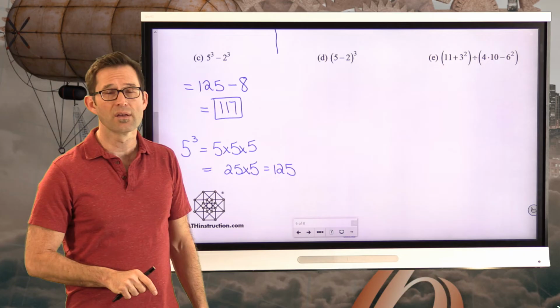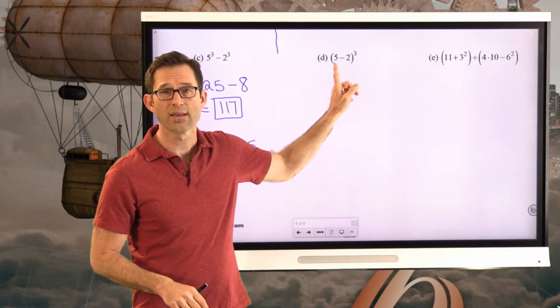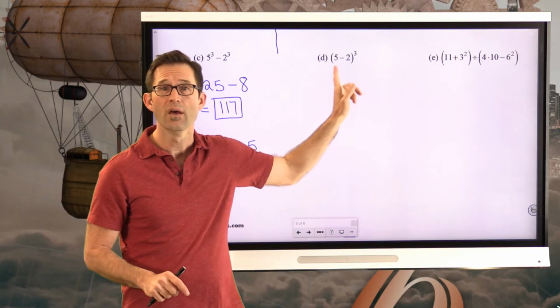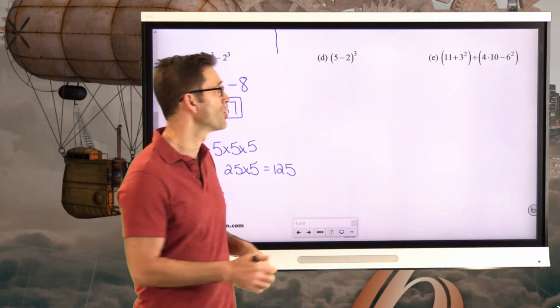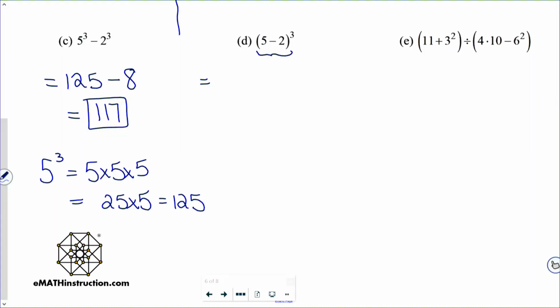Now it's interesting because later on in algebra, you might think that if you had something like this, you could just attach the 3 to the 5 and attach the 3 to the 2, but you certainly can't. 5 minus 2 we have to do first because order of operations says we should do what's in parentheses before anything else, and 5 minus 2 is obviously 3. And then I have to figure out what 3 to the third is.